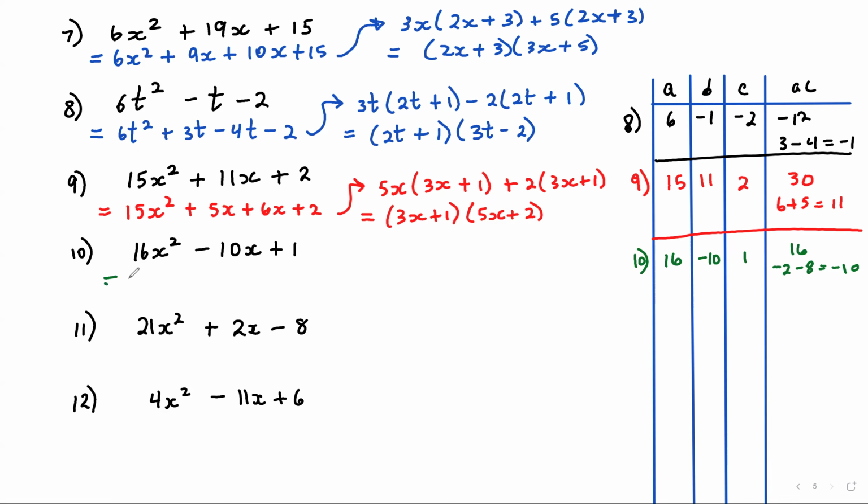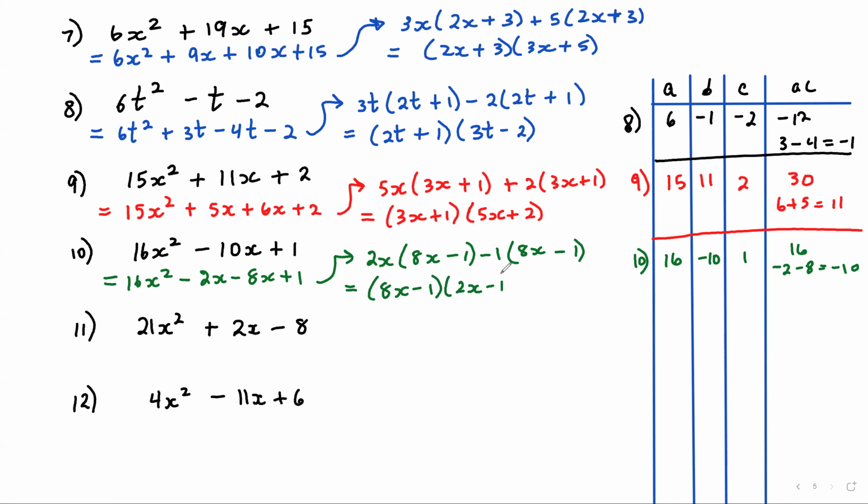So my first line would be 16x squared minus 2x minus 8x plus 1. That gives me the first two factors there. The common factor is 2x, so 2x by 8x minus 1. And then bring down the minus sign. 8x and 1 just have 1 in common, so it'll be, sorry, minus 1 in brackets, 8x minus 1, because minus 1 by minus 1 gives me plus 1. So the final answer here will be 8x minus 1 by 2x minus 1.